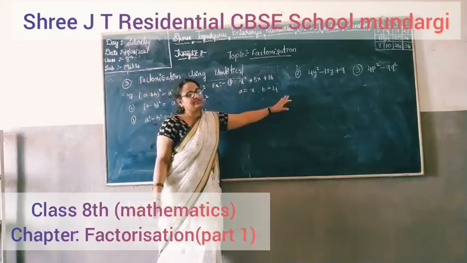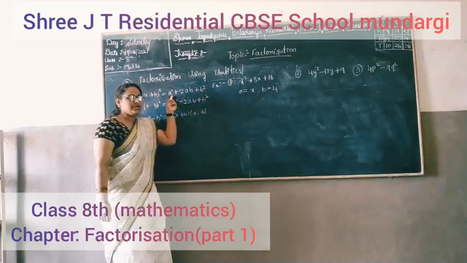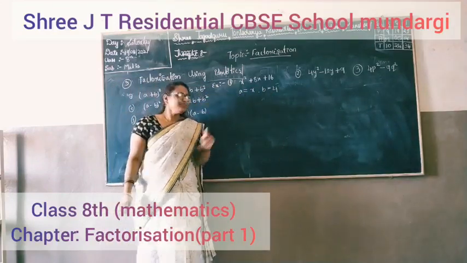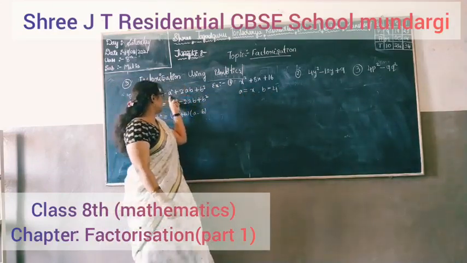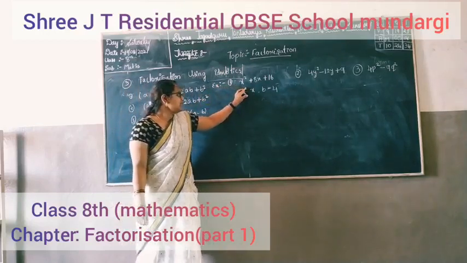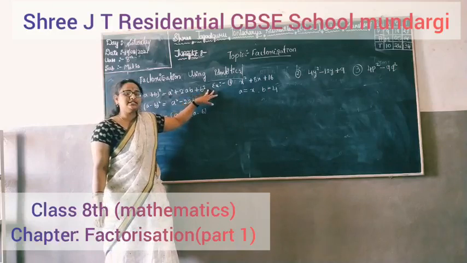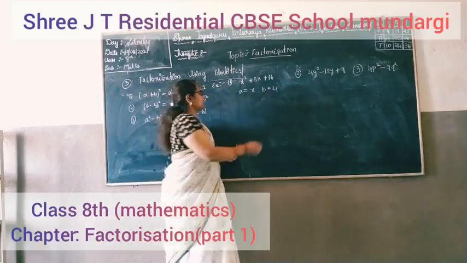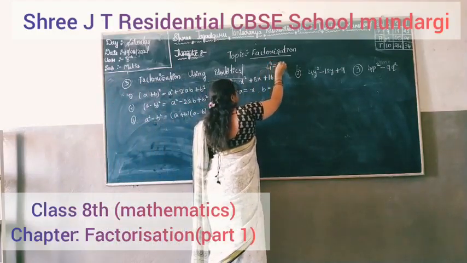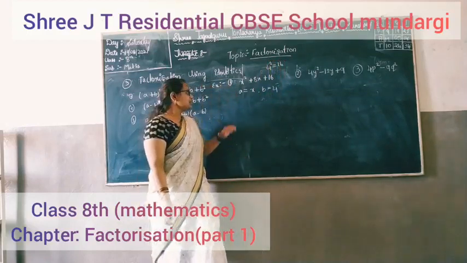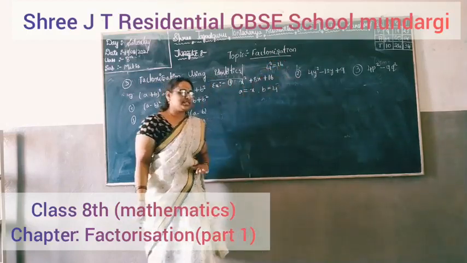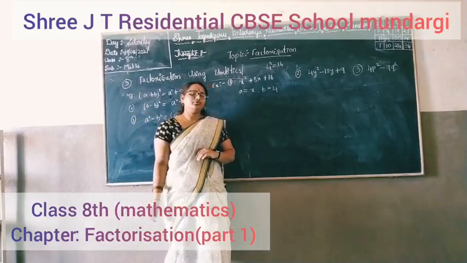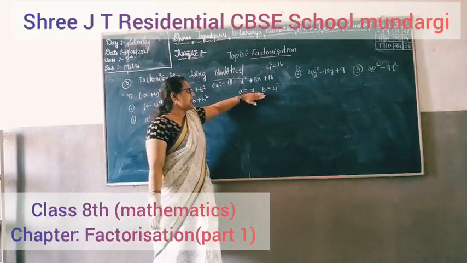Why have I taken b is 4? The formula is a square plus 2ab plus b square. I have taken a is x, so a square is x square. Similarly, see the last one, b square. I have to rewrite 16 as b square, in the form of 4 square, because 4 square is equal to 16, right? So I take a is equal to x and b is equal to 4. So the a and b values are coming.